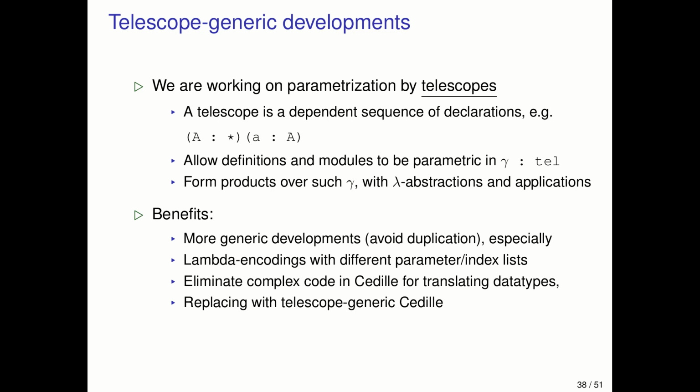Yes? Are telescopes linear, or can you have a tree of declarations? Sorry, so do I have to only use the latest level in my context? No. I think of it as a linear sequence of declarations, but you don't have to use the immediately preceding one. You could linearize a tree as a telescope. The order matters because of dependencies, but you can depend on anything, multiple times. We are not having any kind of linearity in our system.